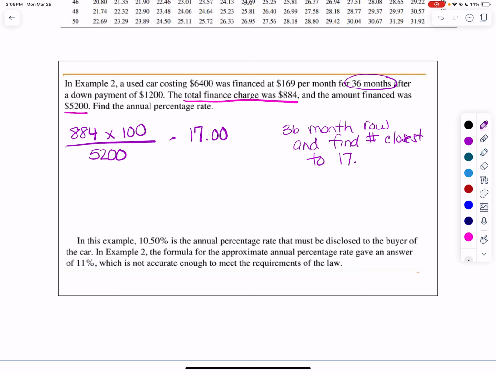Which was pretty close. I mean, when we figured it out, it was 11%. Okay, so if you go back to number 2 on that previous example, the approximate annual percentage rate was 11%, but the annual percentage rate that will be disclosed to the buyer is going to be 10.5%.